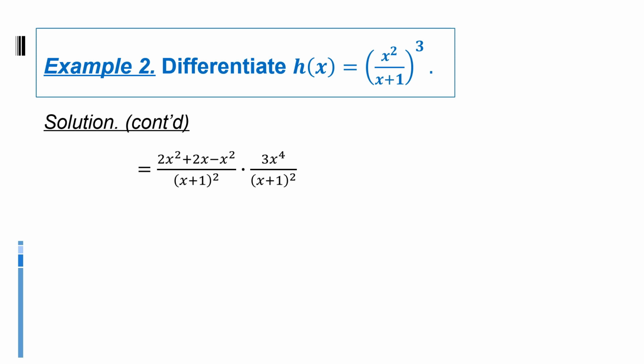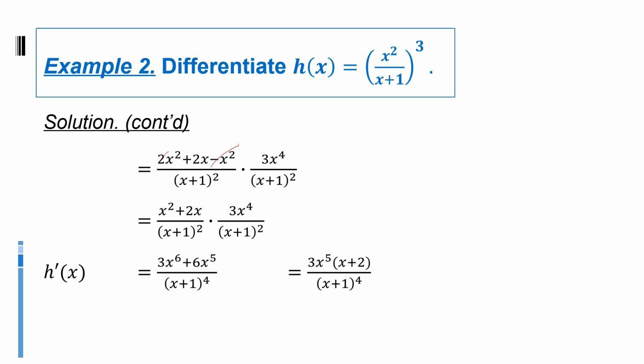Ngayon, pwede natin tanggalin yung isa dito. Okay? Para maging x squared plus 2x na lang siya. So, we now have x squared plus 2x all over the square of x plus 1 times 3x raised to 4 all over x plus 1 squared. And if we multiply that, that is equal to 3x raised to 6 plus 6x raised to 5 all over x plus 1 raised to 4. Or 3x raised to 5 times x plus 2 all over x plus 1 raised to 4.